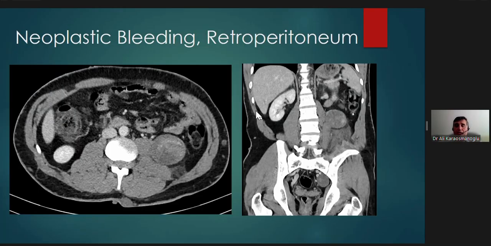So this is an example of a neoplastic bleeding in the retroperitoneum. This patient presented to the ED with acute abdominal pain. It was deep, blunt, but severe enough to seek medical attention. On the CT, we saw a heterogeneous mass. It has well-defined borders, right? It's not aggressive. It's not going anywhere. It's just there, adjacent to the left psoas muscle.